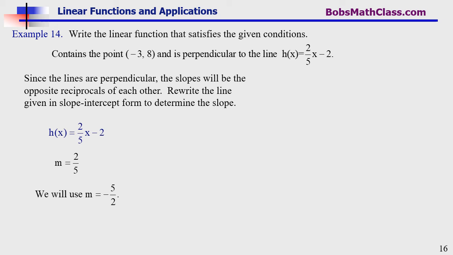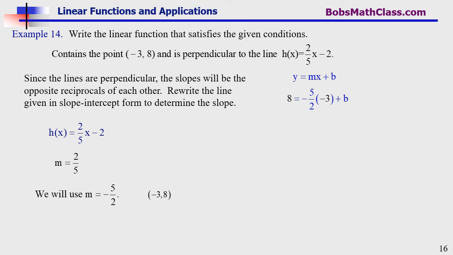Okay, so now we got the slope that we're going to use, -5/2. So we're all done with h of x now. All we needed was that number, -5/2. And now we're going to use the point, -3, 8. And we're going to use y equals mx plus b. So 8 is your y. M is -5/2. X is -3. So now solve that equation.